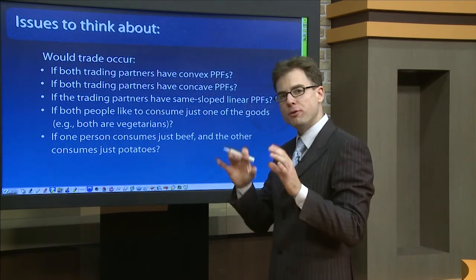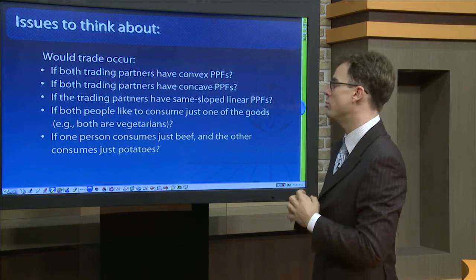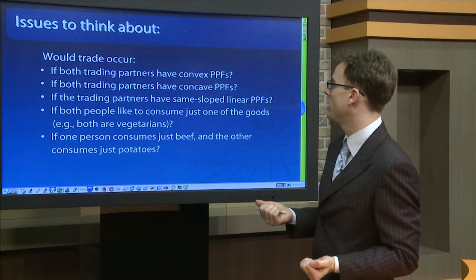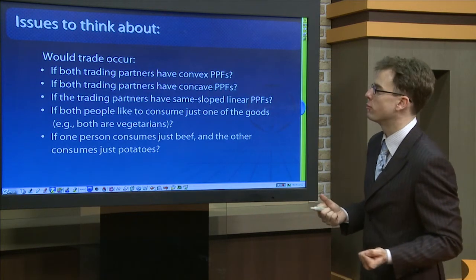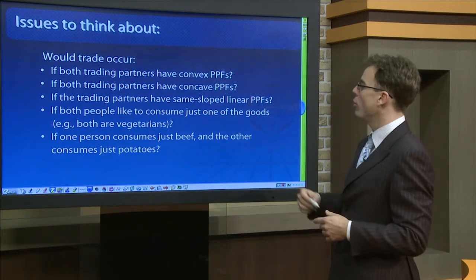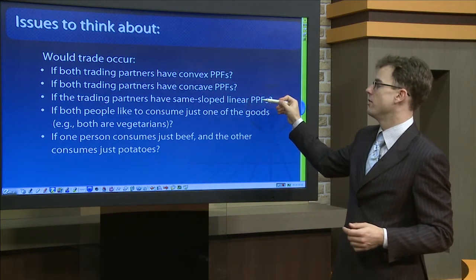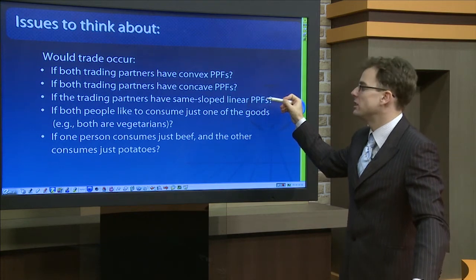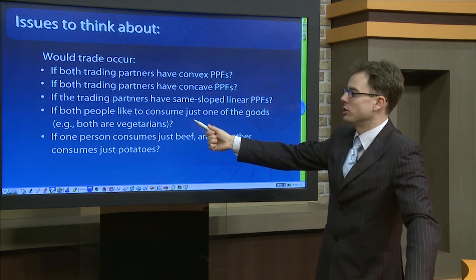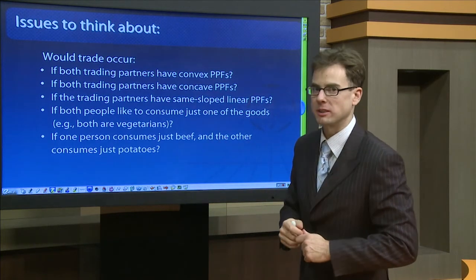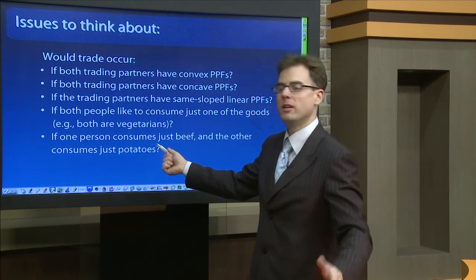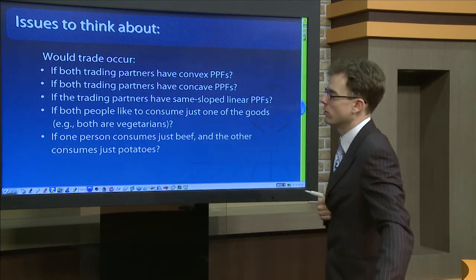Finally, after this simple model of trade between two individuals, I want you to think of extensions. How would the discussion change if the production possibilities frontiers were convex or concave, if both trading partners had the same sloped production possibilities frontiers? How would the discussion change if both consumers had specific kinds of preferences for consumption, such as both were vegetarian, or one person only wanted to consume meat, one person wanted to consume potatoes?